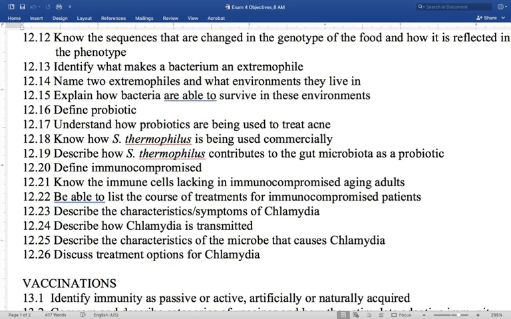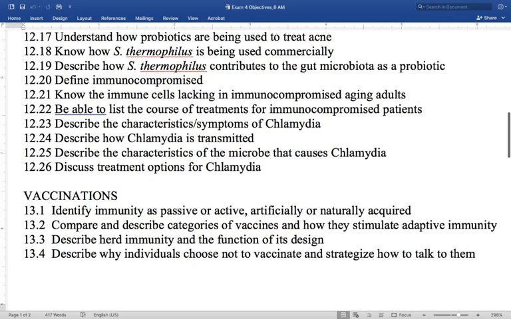And then the last, which we have not gotten to yet, but this will become more apparent in the next couple of class periods. On Wednesday, we'll talk about identifying immunity as being passive or active, natural or artificial. This is really the first two slides of the next mini lecture. Cover this basic concept.